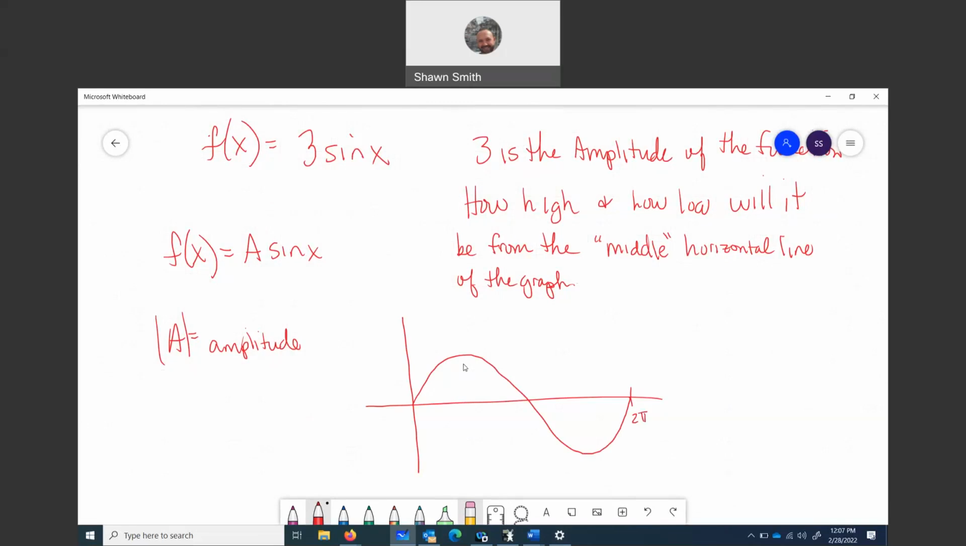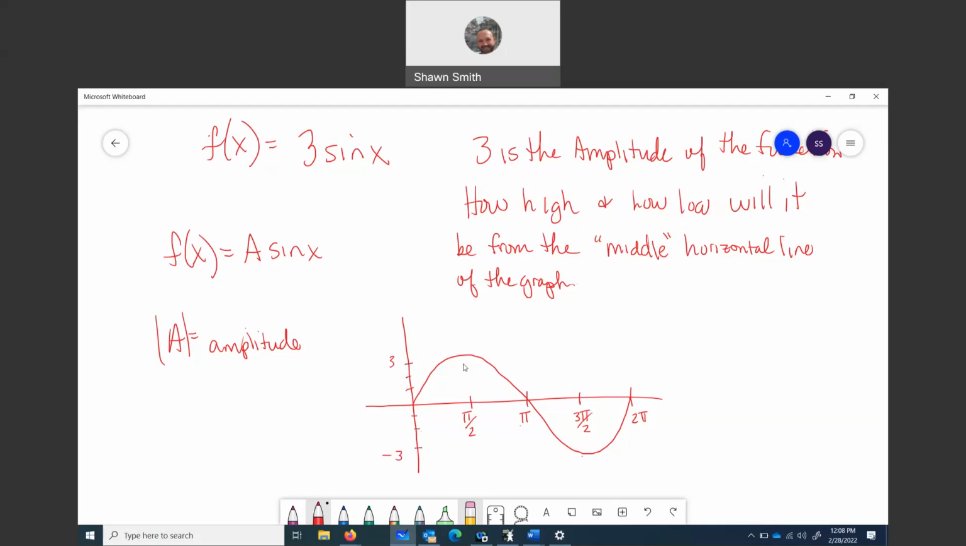So 2 pi is an intercept, pi is an intercept. The high point is midway between 0 and pi, and the other low point is midway right there. So the period hasn't changed. It's still 2 pi, right? But the graph goes as high as 3 and as low as -3.